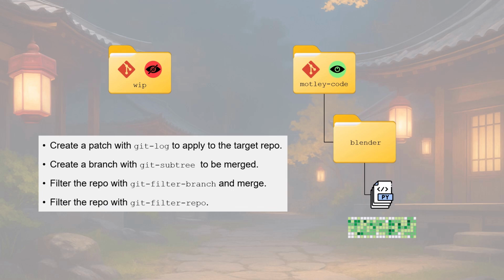We're going to use git-filter-repo, which was written to address the failings of git-filter-branch. It's simpler to use, much faster, and is now the recommended approach for rewriting commit history.